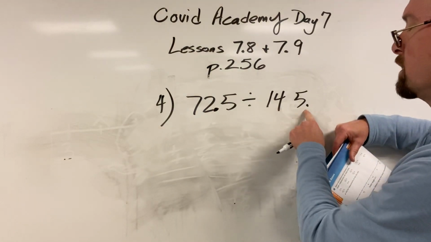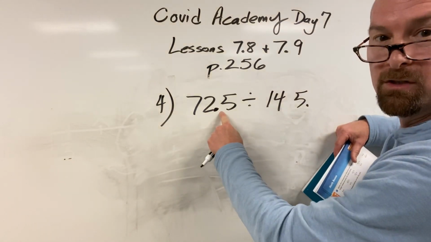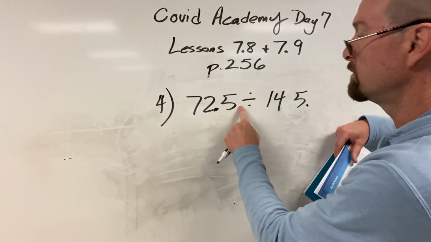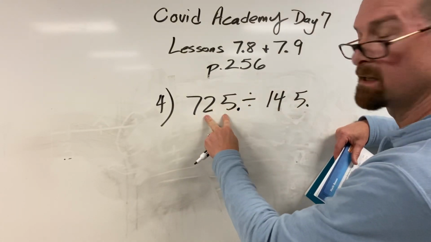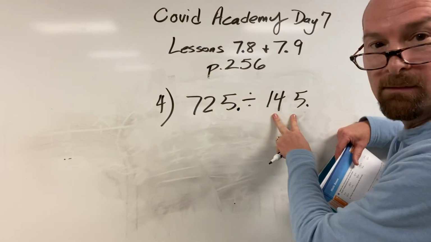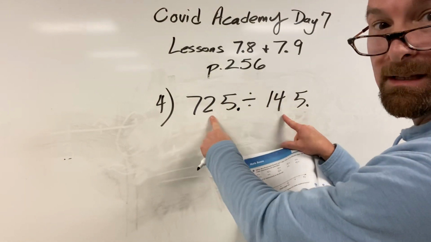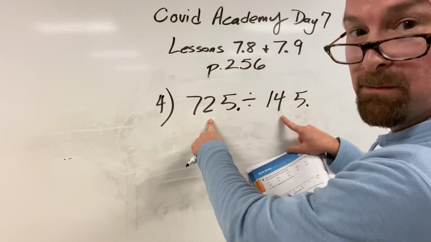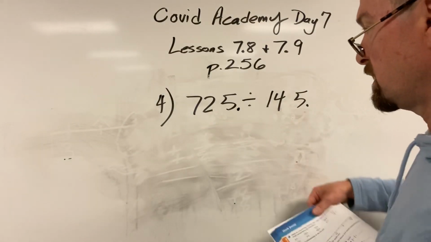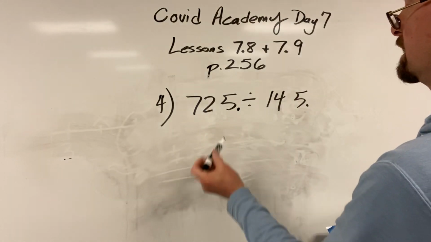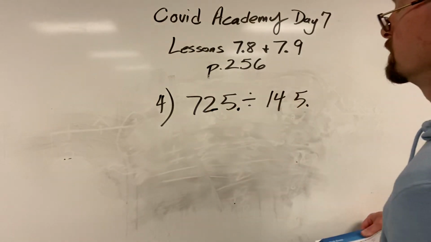So we put it over 1 there, but the only way we can do this is if we change this one as well and move it 1 over. So it goes over 1 too. We've made this one 10 times as big and this one 10 times as big, which means the answer to this new problem is going to be the same as the answer to the first one. So when it says equivalent problem, that's it. It's 725 divided by 145.